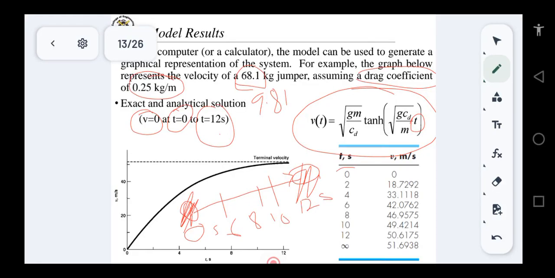So at t equals 0, you come out with 0 velocity. At t equals 2, you come out with 18.792, and finally at t equal to 12, you come out with some value, 50.6175. So you can try that. It's just a matter of substitution. So we realize that this has given us something, and this is what we term as a mathematical model.